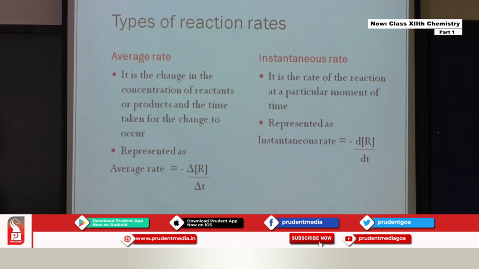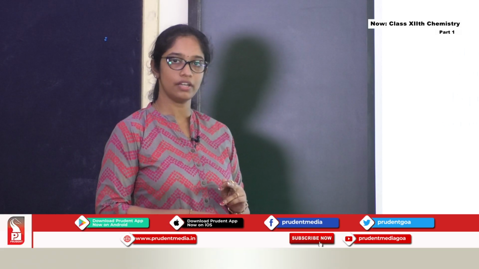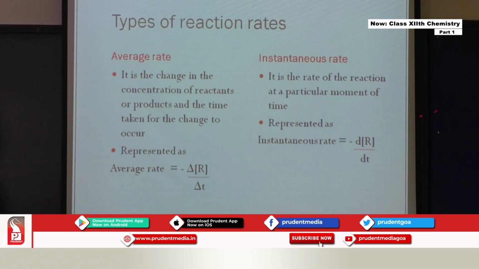Now average rate is given as negative delta R by delta T, and instantaneous rate is given as negative dR by dt. Here delta refers to a considerable change in concentration in some time interval, suppose 0 to 5 seconds, while d is going to be a very small change in concentration upon a very small change in time. So we need to understand the definition of rate of a reaction. It is not just concentration upon time, it is change in concentration upon change in time. So there has to be some change in concentration which we bring nearly equal to 0, not equal to 0 but nearly equal to 0, and that's why we represent delta as d for instantaneous rate, because we want to know at a particular moment of time what is the rate of the reaction.